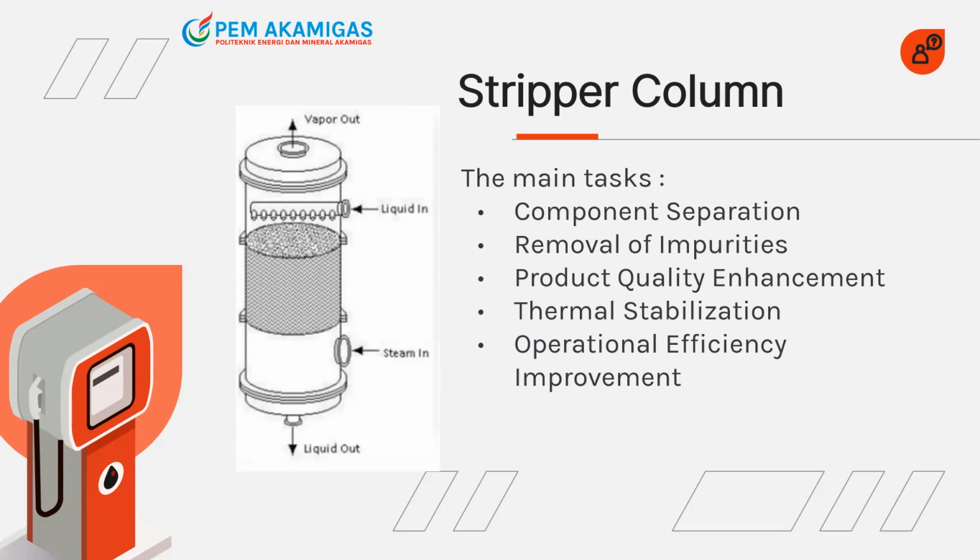And number five, operational efficiency improvement. By employing an effective stripper column, the CDU unit can achieve high operational efficiency, good separation between different fractions, and pure products that meet desired specifications.